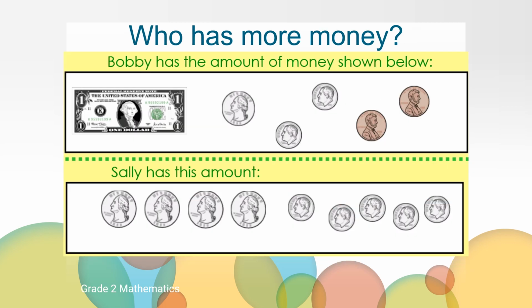Here's another chance for you to practice comparing money. Bobby has the amount of money on top. Sally has the amount of money on the bottom. Who has more money?